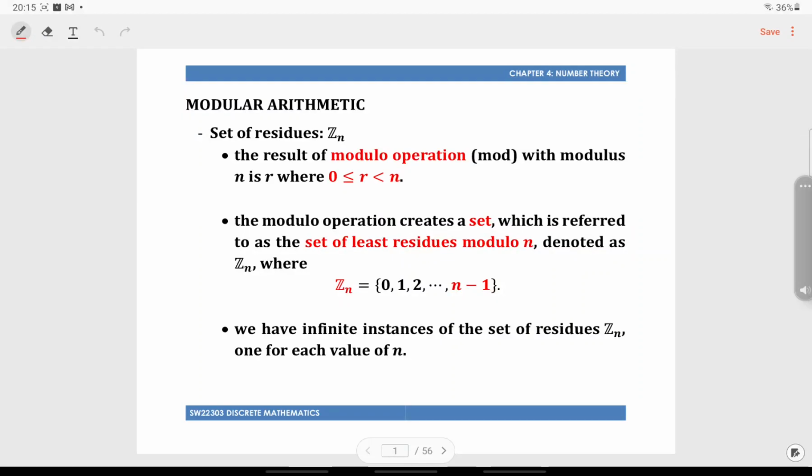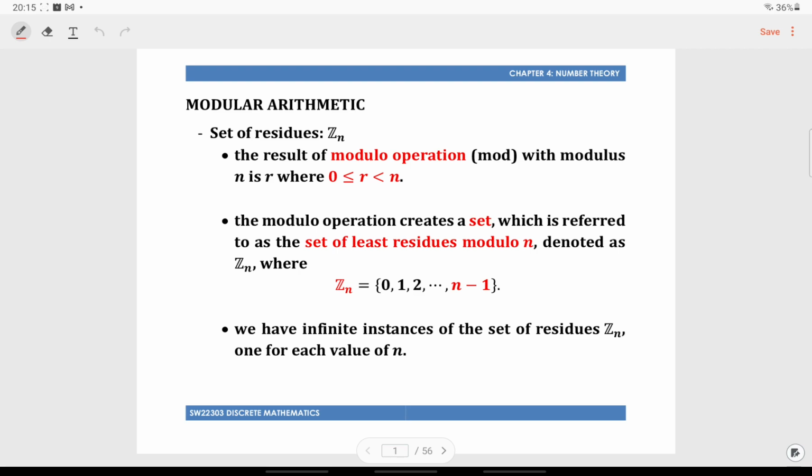In today's lecture, we proceed to our next chapter. Chapter number 4 discusses number theory. In the previous lecture, we learned a little bit about modular arithmetic. In this chapter, we will go deeper. So we discuss more about modular arithmetic.